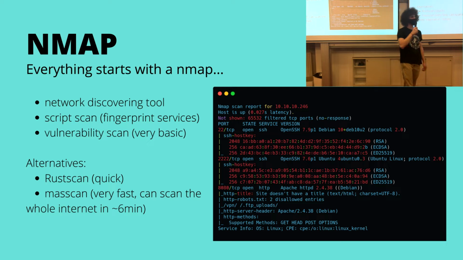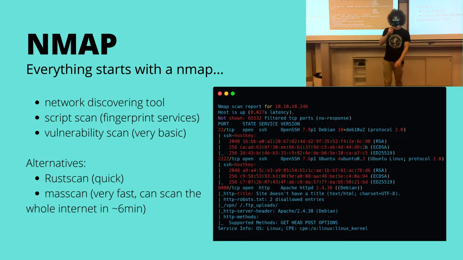So starting with network enumeration, we have a very famous tool. Most of you must know it. It's Nmap, which means network map. It's a network discovery tool, which means with this tool you can discover open ports on a server, for example. So you give it an IP address, some options, and it will scan the network for you. It has a lot of features, such as script scan. Script scan will fingerprint the service. For example, you can see here there's an HTTP server running. This is due to the script scan.